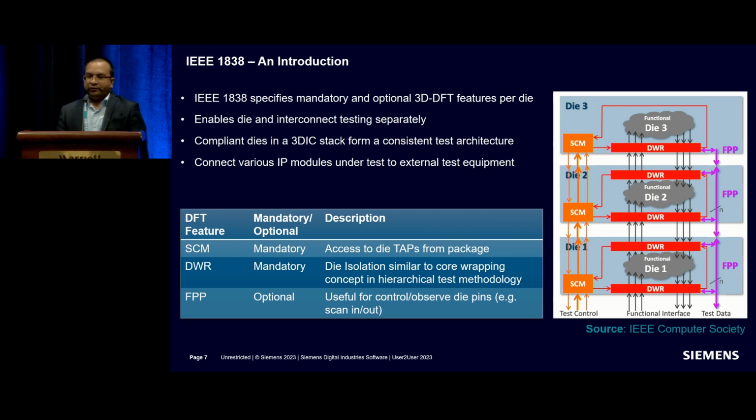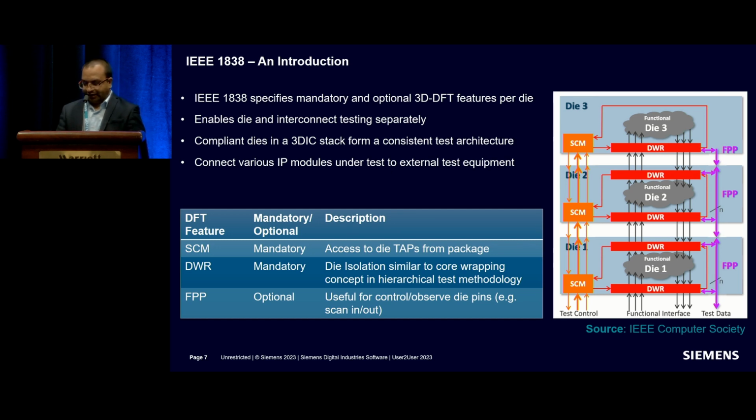And it has 3 components. One is SCM, the serial control mechanism, and it is a mandatory feature in the standard. What it does is allow you to access the die tap from the package. So that's the orange boxes in the picture. DWR is basically the die isolation. It is a very similar concept, in a very crude manner, to what we do for core wrapping, and those are represented by the red boxes. This is also a mandatory feature.